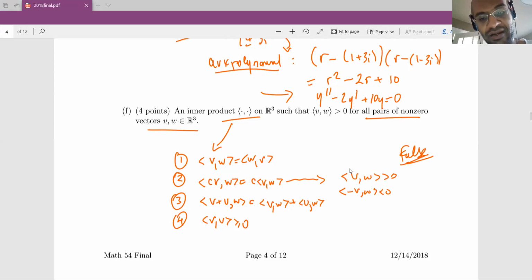The only way to prove that is to write down these properties and say, hey, look, there's one property here that implies that whenever you have a vector with a positive inner product, you also have a flipped one, which has a negative inner product. So they can't all possibly be positive. Does that make sense? Any question about that?